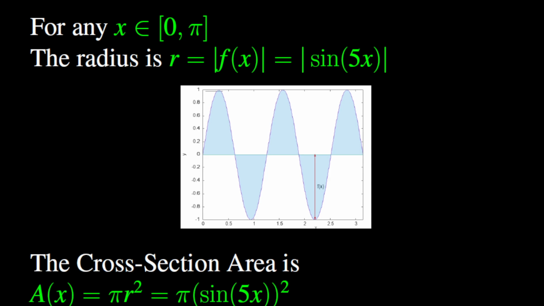The cross-section area of the disk is given by the formula A of x, which equals pi times the square of the radius. In this case, the radius is the absolute value of f of x, which is the absolute value of sine of 5x.